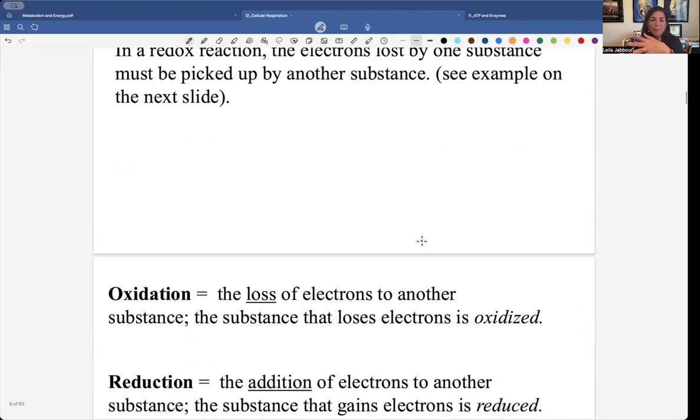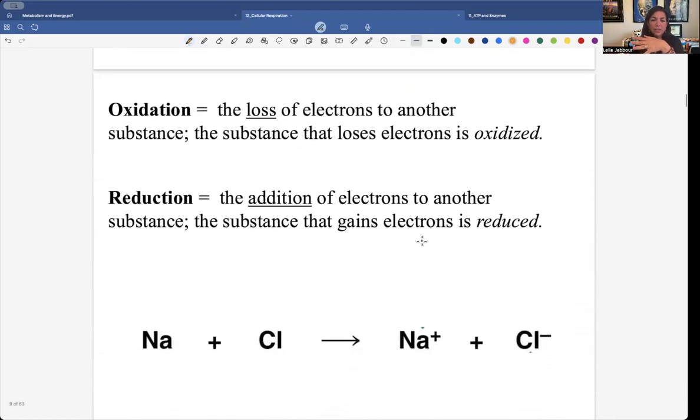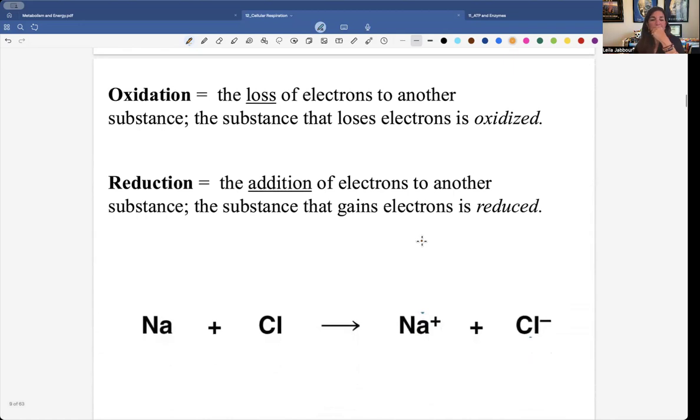So there are a couple of examples on the upcoming slides that are not directly related to cellular respiration, but just to show you with atoms, because you should be familiar with atoms and how they lose electrons and gain electrons, because that's something we discussed in the basic chemistry lecture that I had for biology.